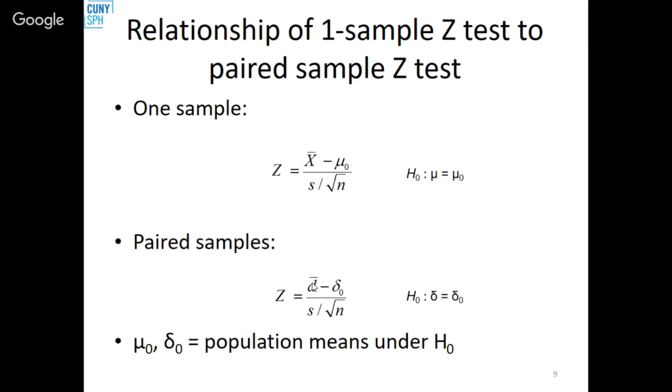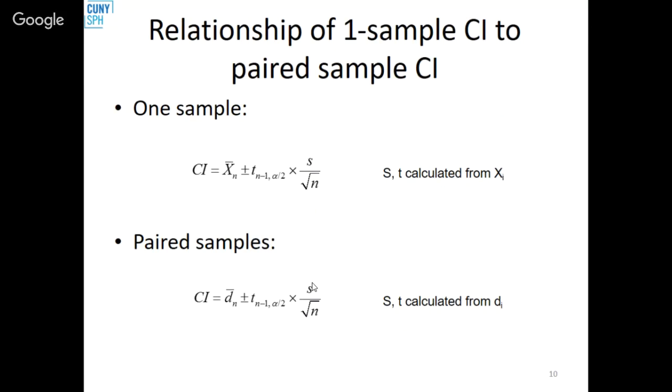Now, I'll give you an example of how this works. Essentially, all it involves is calculating the differences for each pair, just subtracting them and then doing a one sample test. That's all. And it's the same thing with the t-tests, just applying the same test, but on the differences. So the mean of the differences, and also the standard deviation of the differences here.